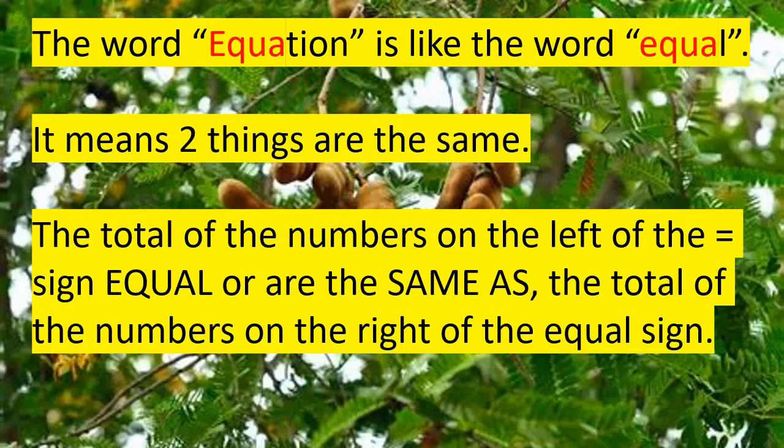So the word equation is like the word equal. It means two things are the same. With an equation, the total of the numbers on the left of the equal sign equal or are the same as the total of the numbers on the right of the equal sign.